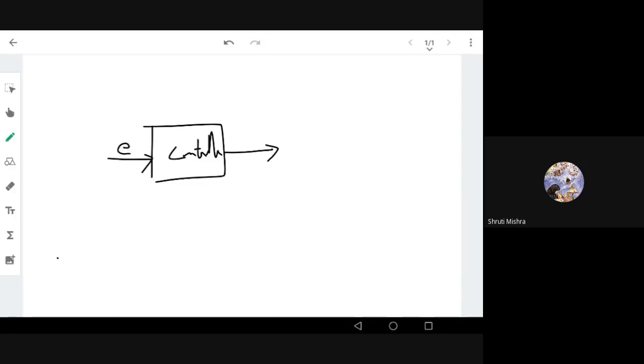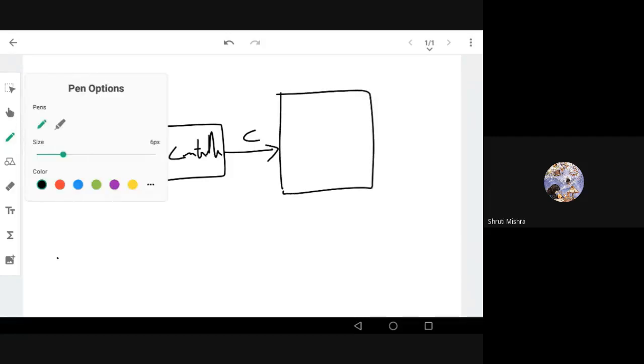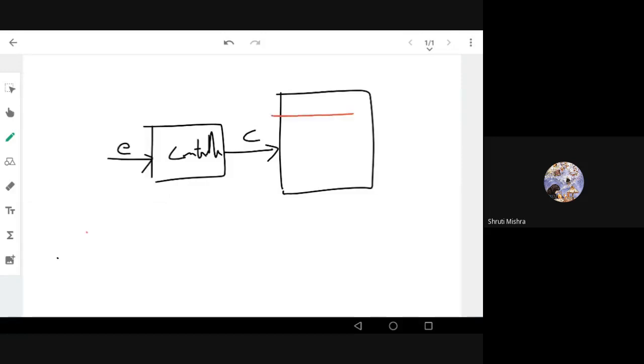Here, for example, we can take E as the input to the controller. We can say C is the controller output. Okay. Now this controller output has to go to the tank. This is our water tank where we have already given a reference level. This is the reference level. So where do we give the reference level? The reference level is the input to the system. This is the reference level R. I call it R, right? This is plus.